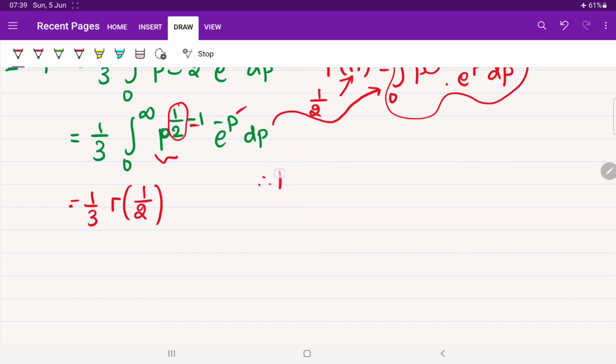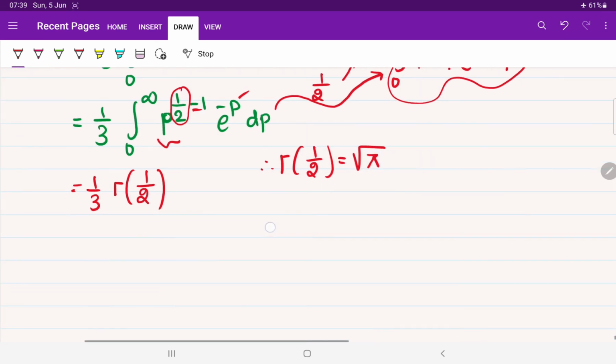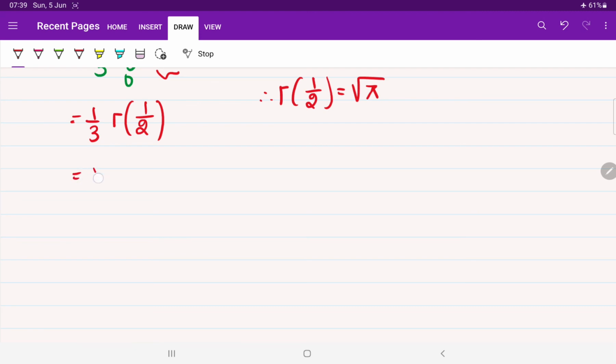The conclusion is, let me tell you, gamma of 1 by 2 can be directly replaced by square root of pi. That's all. So you can replace this value by square root of pi such that your resultant answer will become square root of pi by 3. So this is the correct answer for the given question. I hope you all understood these things properly. This is all for this lecture.